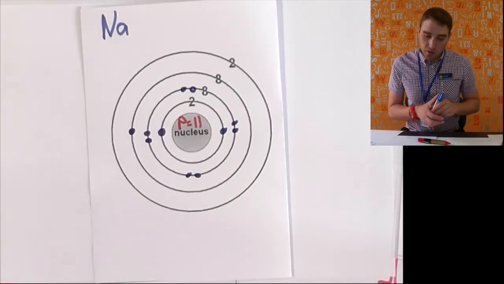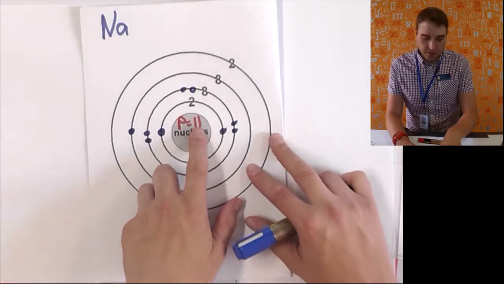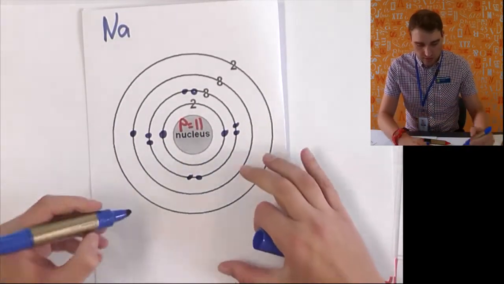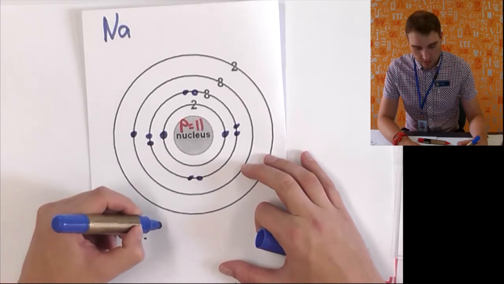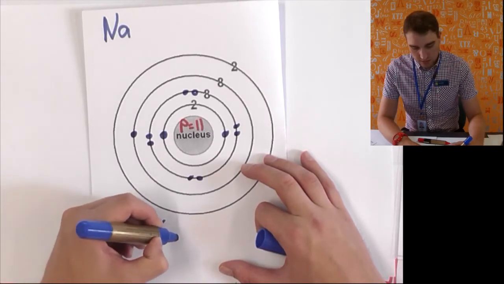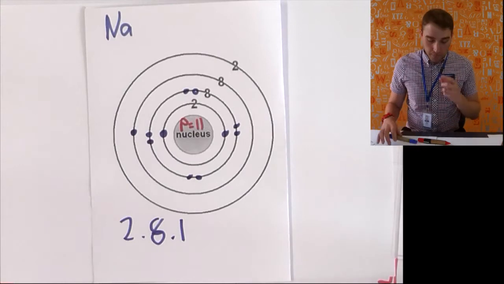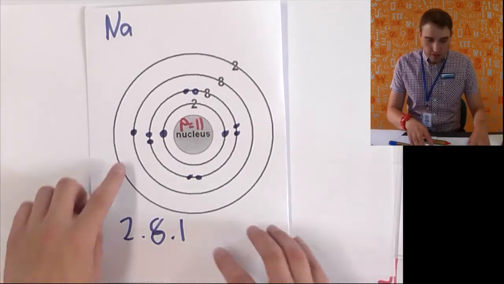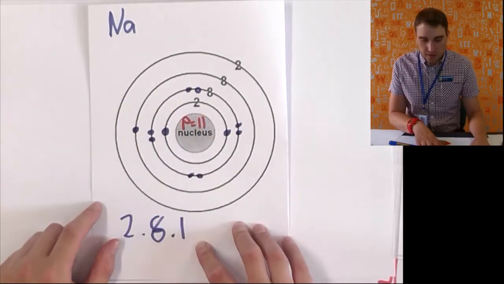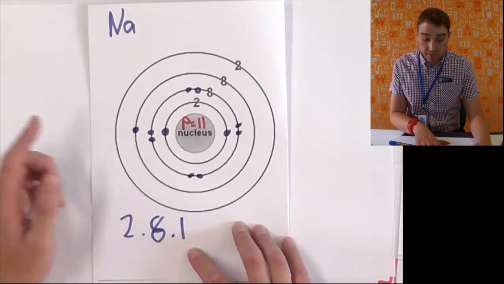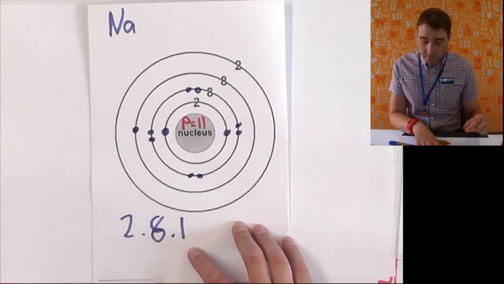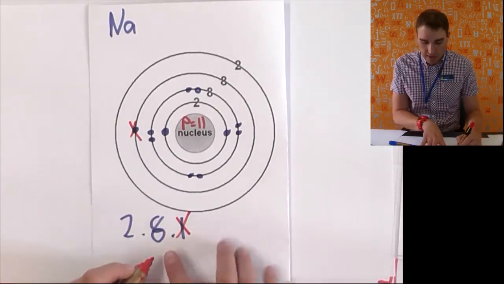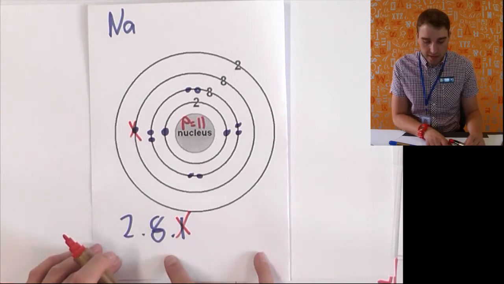If we look at it that way, we can see that there's 11 protons in the nucleus and 11 electrons. The 11 electrons are in 3 shells, so the electron configuration is 2.8.1. Now, when sodium forms an ion, it could either gain 7 electrons in this shell to make it stable, to give it an octet, or it could just lose 1, and that's what it does. So we get rid of that one. Now the electron configuration is 2.8.